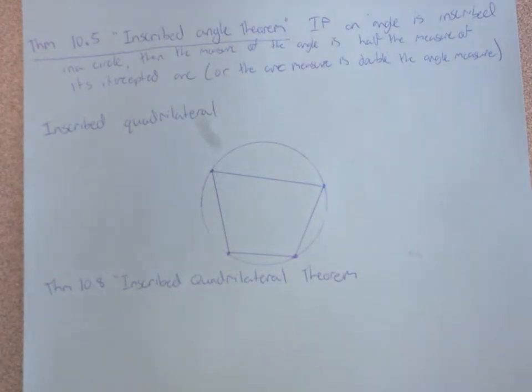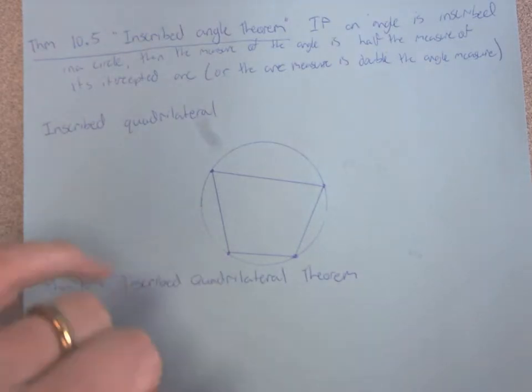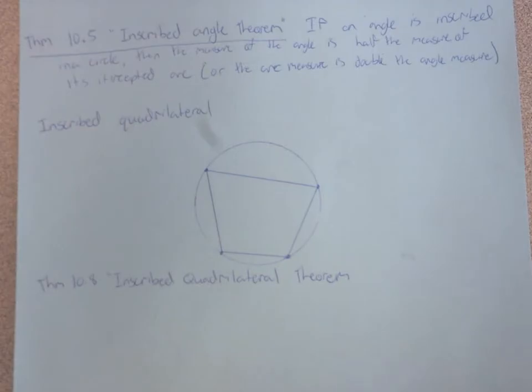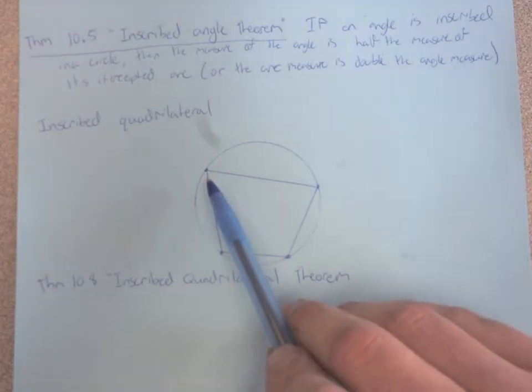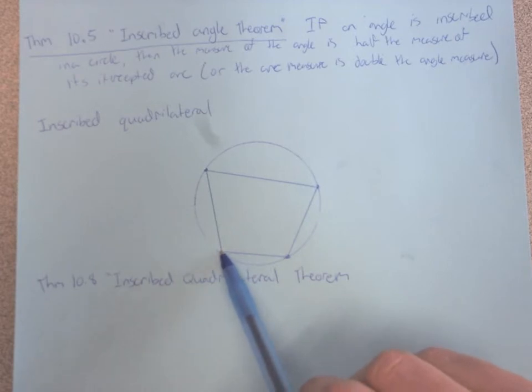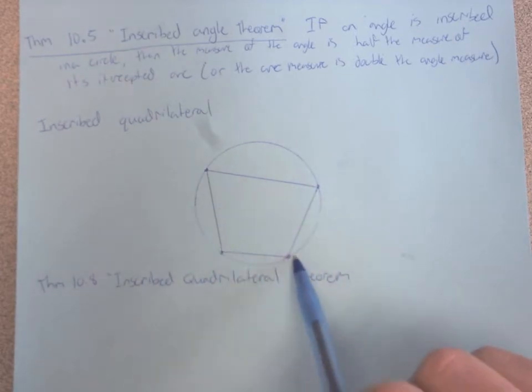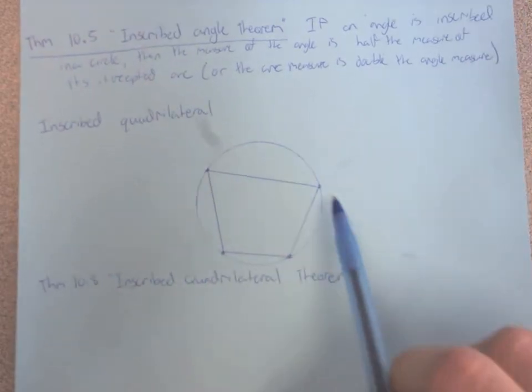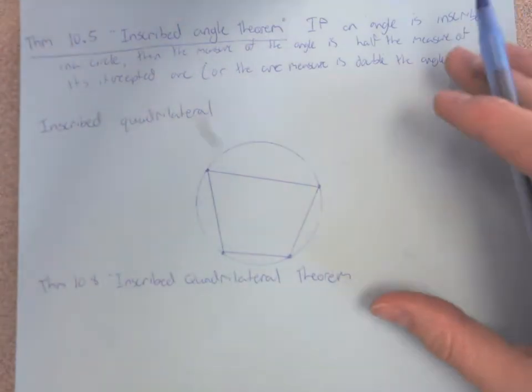More generally, this would be called an inscribed polygon. A polygon means many sides. So any polygon that has its vertices on the circle is an inscribed polygon. Since it only has 4 sides, we can say that specifically this is an inscribed quadrilateral. Now notice that the angles of the quadrilateral are all basically inscribed angles, and they make these arcs. So that's kind of an important idea.